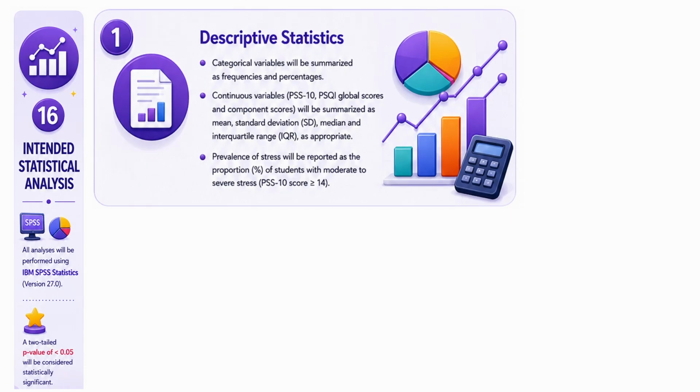Descriptive statistics. Categorical variables will be summarized using frequencies and percentages. Continuous variables will be summarized as mean and standard deviation, or median and interquartile range. If data is normally distributed, mean and standard deviation will be used. If data is not normally distributed, median and interquartile range will be used. Prevalence of stress will be reported as proportion.